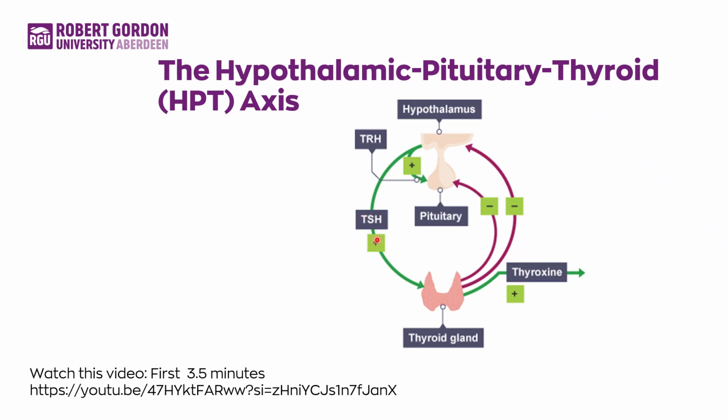This diagram shows the hypothalamic, pituitary, and thyroid axis, the central control system for thyroid hormones. TSH from the anterior pituitary is the main regulator, and it's controlled by TRH from the hypothalamus. Any disruption along this axis, whether in the thyroid, the pituitary, or the hypothalamus, can change the hormonal output and lead to disease. We'll see later how this helps us classify disorders into primary, secondary, and tertiary causes.